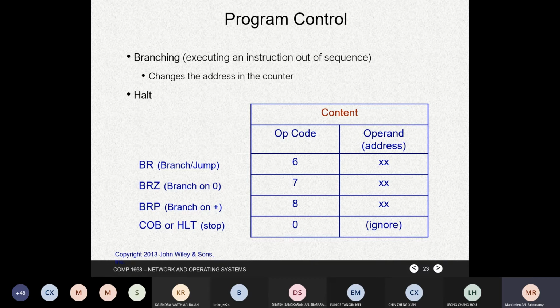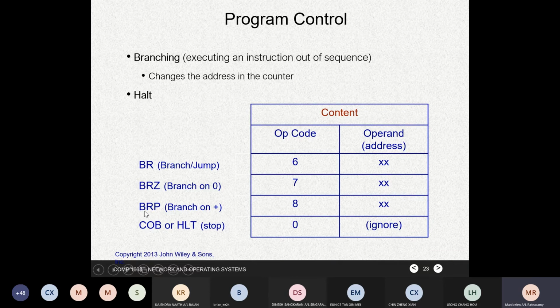Okay, coming back to assembly code, what we use for branch. For BR or branch or jump, we use 6. Operation code 6, then follow with the address. Branch on 0, BRZ means branch on 0. That means whenever the output is 0, you branch it out. That's the difference between this and this. This one simply branches out, exit. This is only branch out if the output is 0. If you want to use opcode, we use 7.